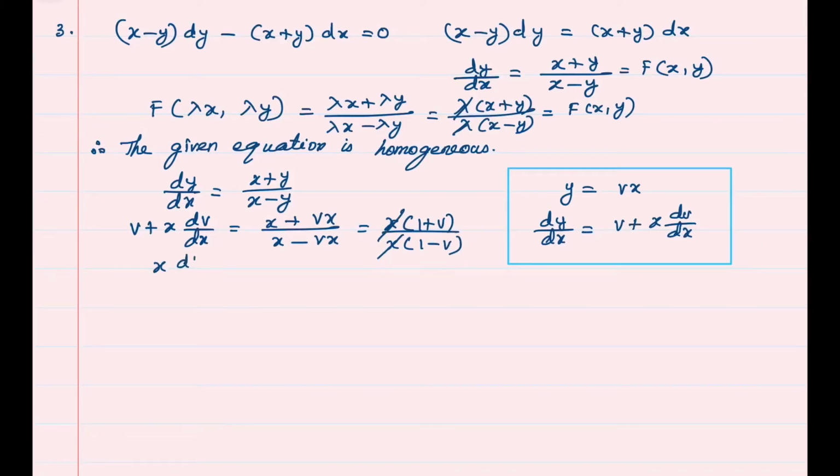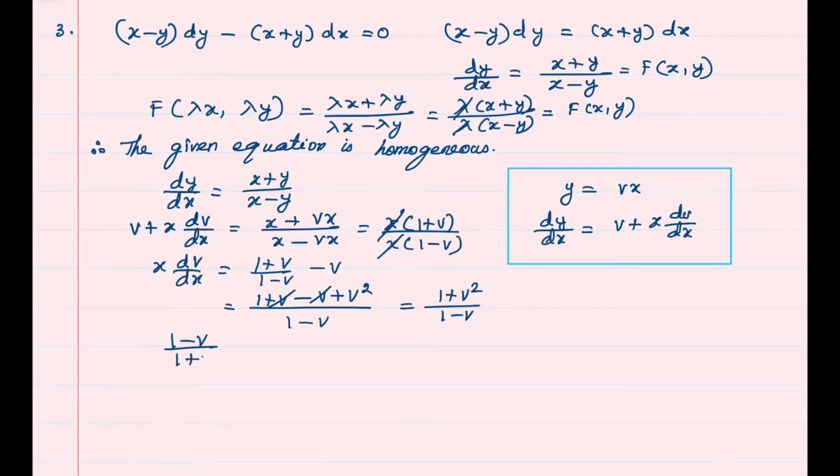We will take the v term to the other side. We will take LCM. 1 plus v minus v minus of minus plus v square. We get (1 plus v square) divided by (1 minus v). Now, after this simplification, it becomes a variable separable case. Let us take v terms to the left hand side. (1 minus v) upon (1 plus v square) dv is equal to dx upon x.